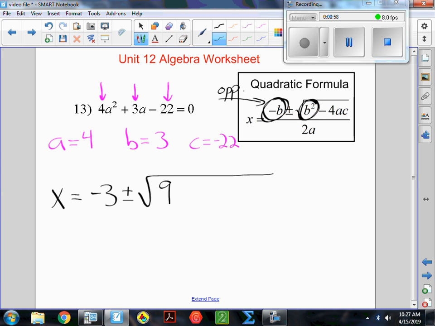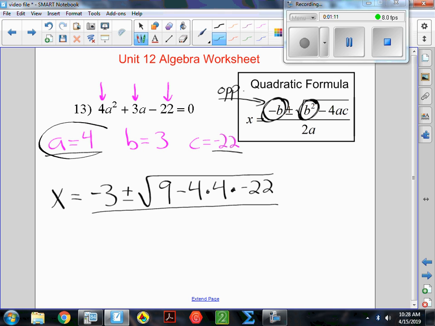So b squared, and minus 4 times the a value, which was 4, times the c value, which is negative 22, all divided by 2 times a. 2 times a is 2 times 4, so 8. So I try to do the b squared value and the 2 times a the first time I write it down.